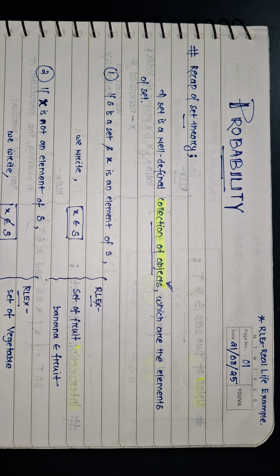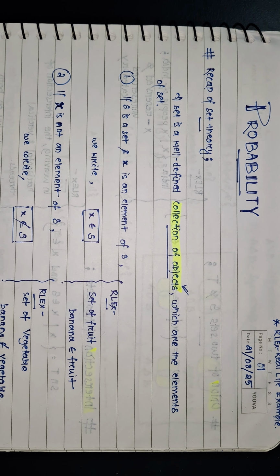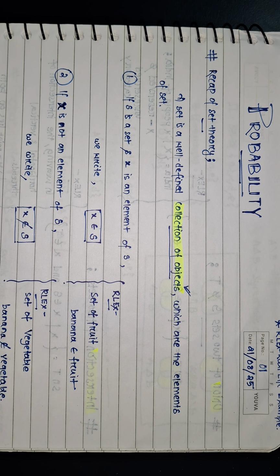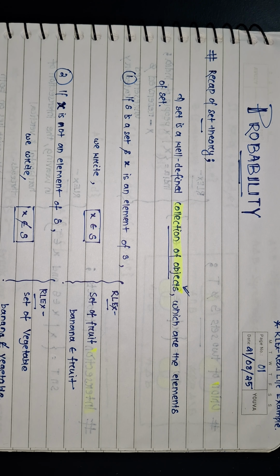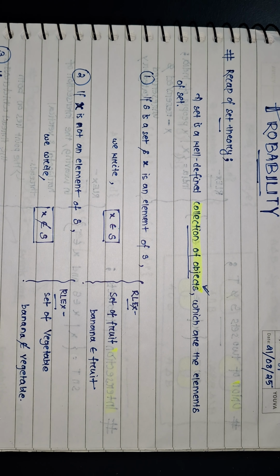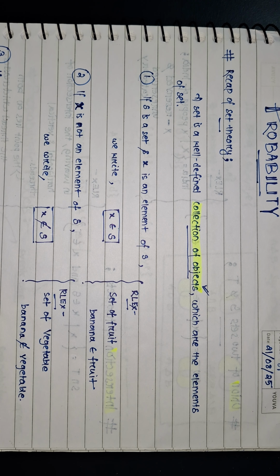it as X is not an element of S. And if we think about the example of the set of vegetables, then we can say that banana is not an element of the vegetable set. These are two real life examples. You can think about more examples.